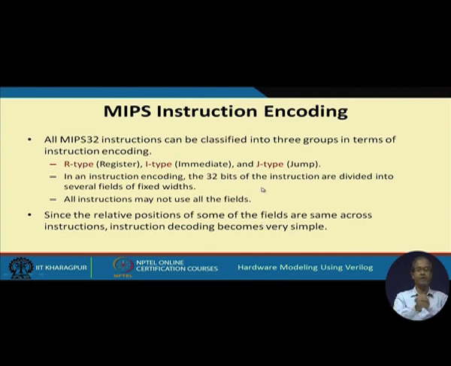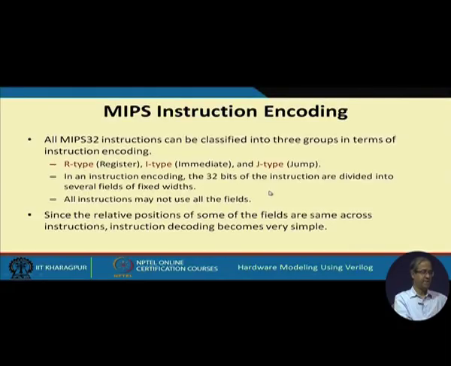Now, it is important to know how these instructions are actually encoded. That means, in terms of bits, I told you that all word size in memory is 32 bits. So, every instruction will also be encoded in 32 bits. So, we will have to know what these 32 bits actually indicate. Okay. So, once you know it, only then can you proceed with the hardware implementation or the Verilog modeling, whatever you say. Okay. So, we need to understand how these instructions are encoded.